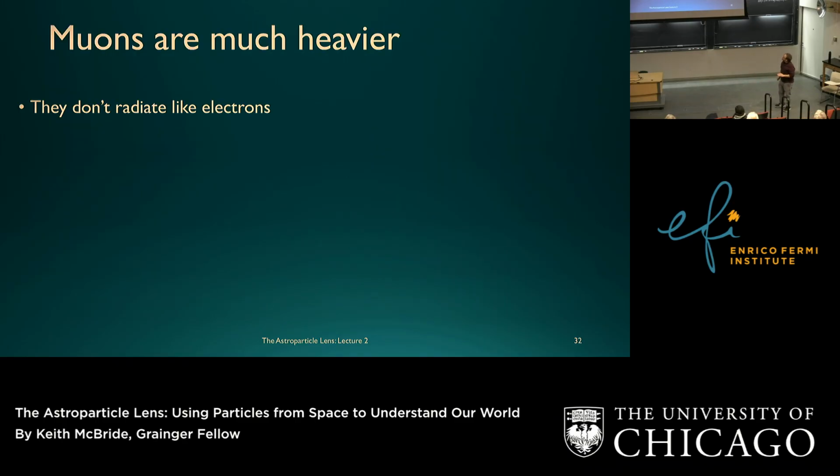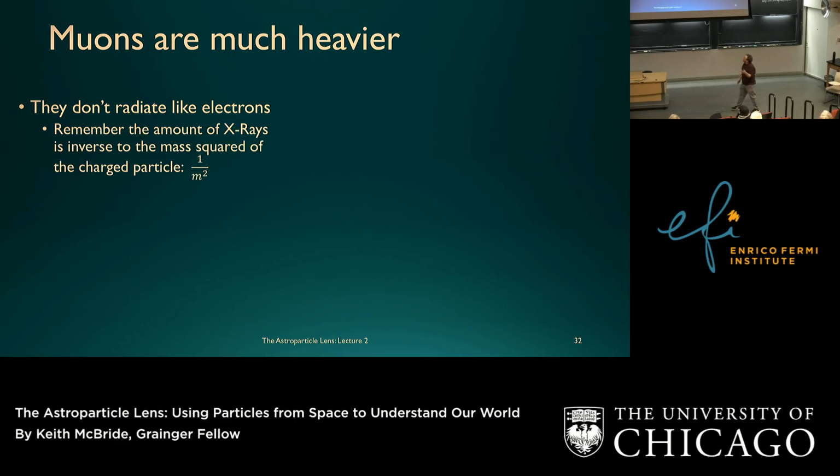And this actually, so the muons themselves are much heavier. They don't radiate like electrons. Remember, the amount of radiation is inversely proportional to mass squared. The muons are 200 times heavier, so they emit much less X-ray radiation. That's why they can penetrate so deeply. That's why they can go further in materials.